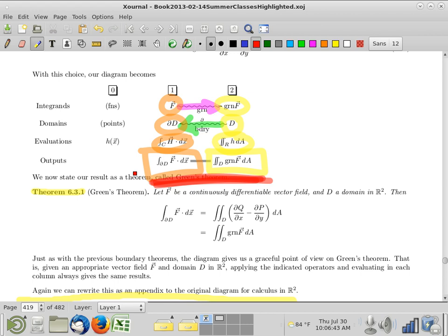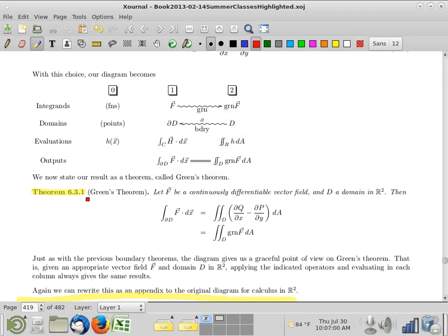So structurally, on this diagram, it's extremely analogous to the fundamental theorem of calculus and the fundamental theorem of line integrals. So this is arguably a fourth version of that argument. Okay. All right. So here it is as a theorem.